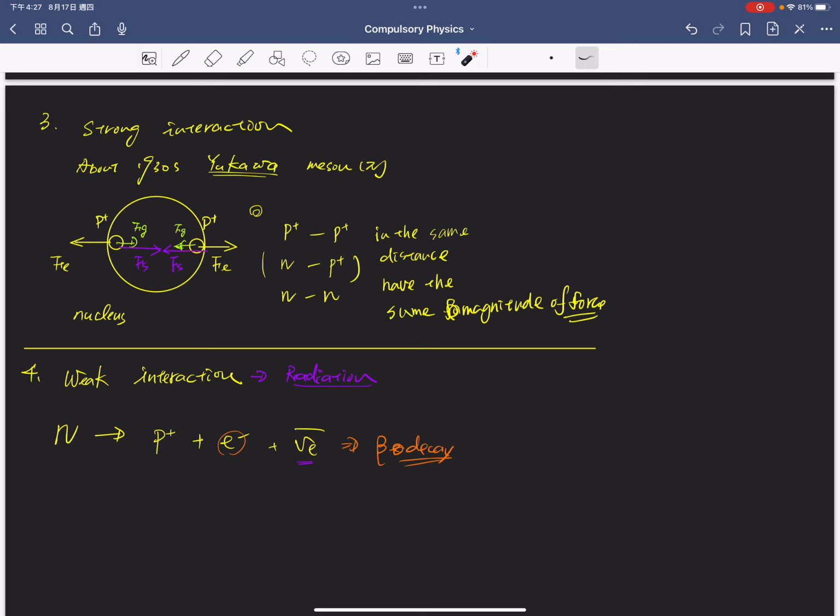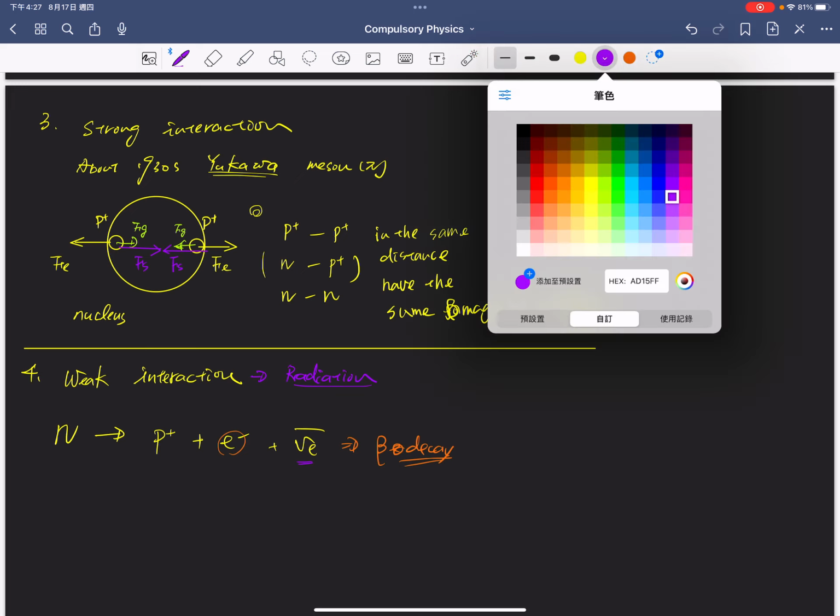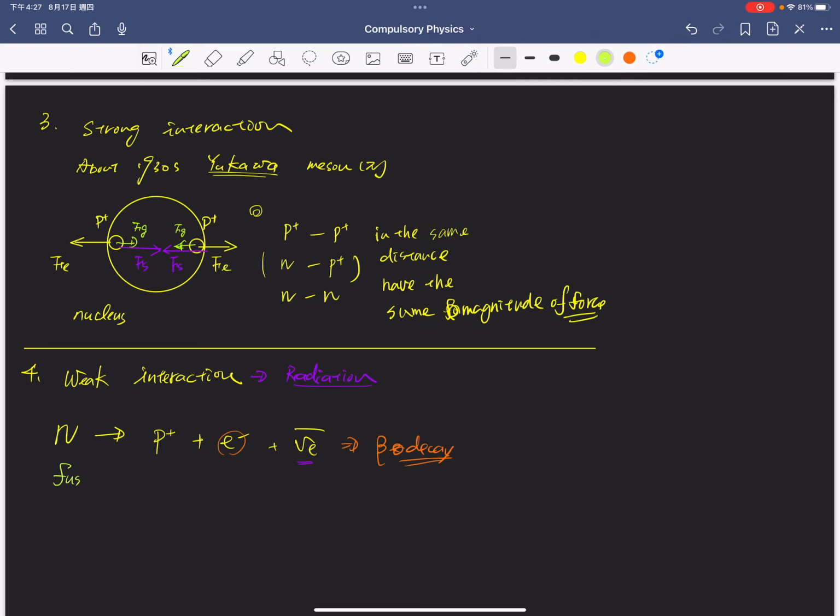In high school physics, if we're talking about the weak interaction, we always refer to fusion. Fusion involves the weak interaction, and also beta decay. So you just memorize this, and I think you can get good grades in the exams.